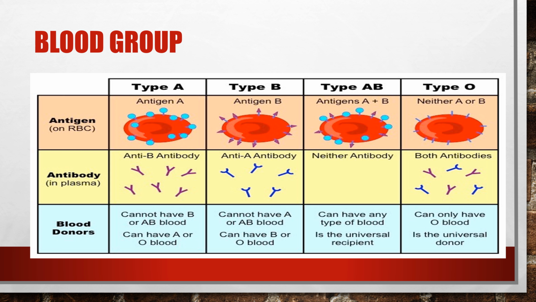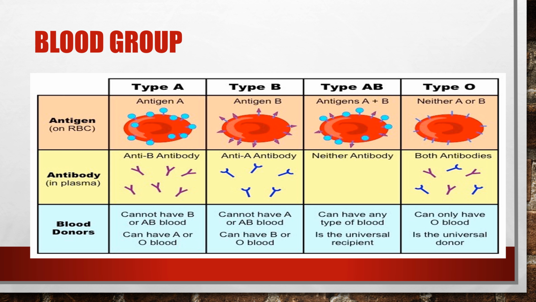Type B cannot have A or AB blood, can have B or O. In the same way, we can only take blood from the person who has B blood group or O blood group, but cannot take from A and AB. Whereas AB can have any type of blood. That is why the AB blood group is known as universal acceptor. He can take blood from any person. Universal acceptor means taking it, or similarly you can call him universal recipient.